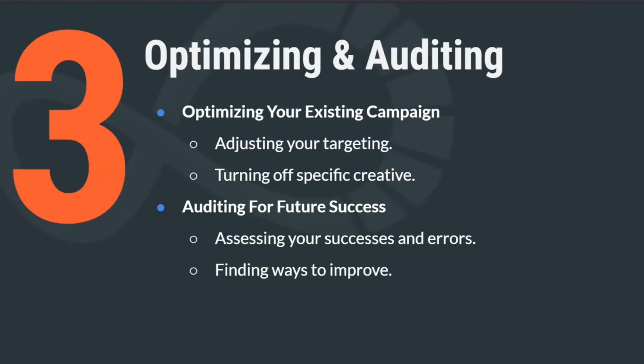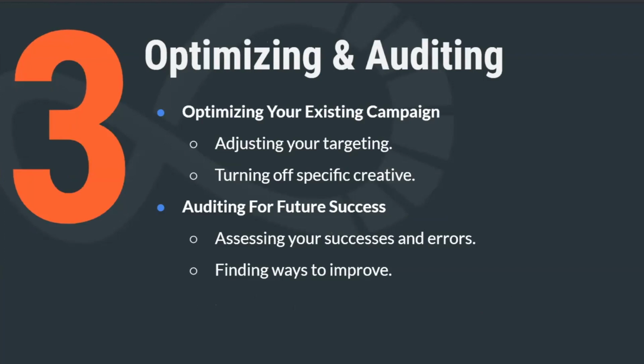And then optimizing and auditing is the next part that we're going to be talking about. So you're going to optimize your existing campaign and specific creative, and this is where A/B testing is going to come back into play. And then we're also going to want to audit for future success. So we're going to want to assess how you were successful in the campaign and what errors you also might have made along the way, and finding ways to improve from that.